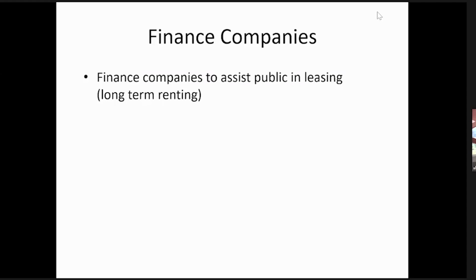Only these entities are legally entitled to borrow money from the public. If you want to save any money, you can save your money in these banks, because we have the government guarantee. So we have the government guarantee for these savings.